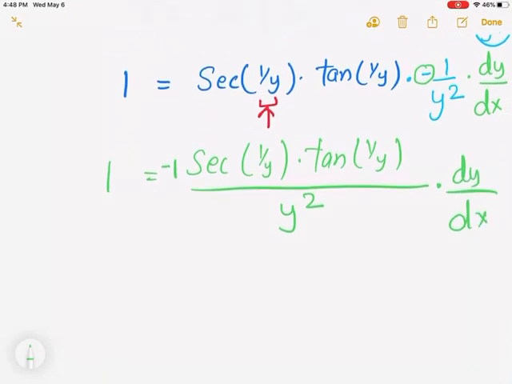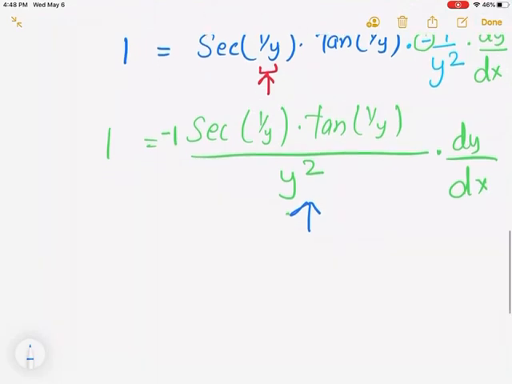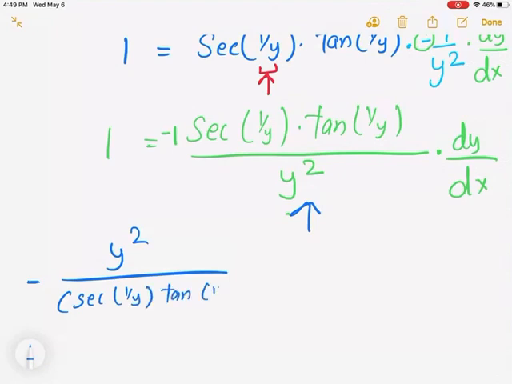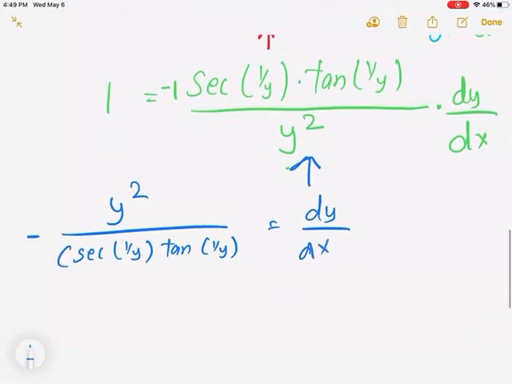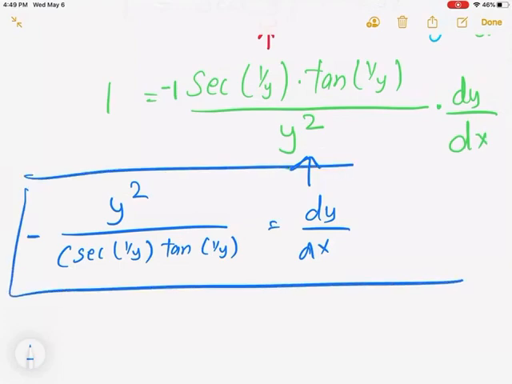At the end, I need to isolate dy over dx, which means I would multiply both sides by the reciprocal of this one, or I would times it by y to the second first and then divide by the top expression, either or. So once I multiply by the reciprocal, on the other side, this would be y to the second. There would be a negative. So it's negative y squared, secant of 1 over y, tangent of 1 over y, and it's equal to dy over dx. And I don't think there's anything I can do to simplify, so that's going to be all, and that's my final answer.